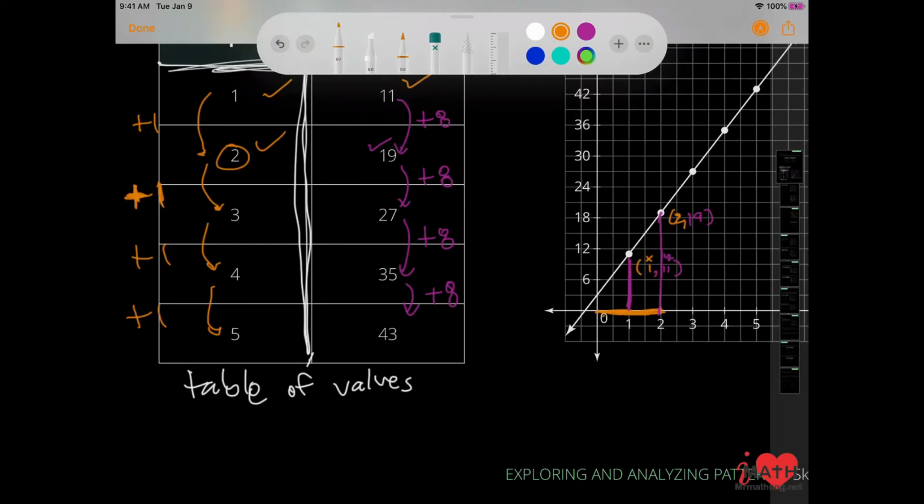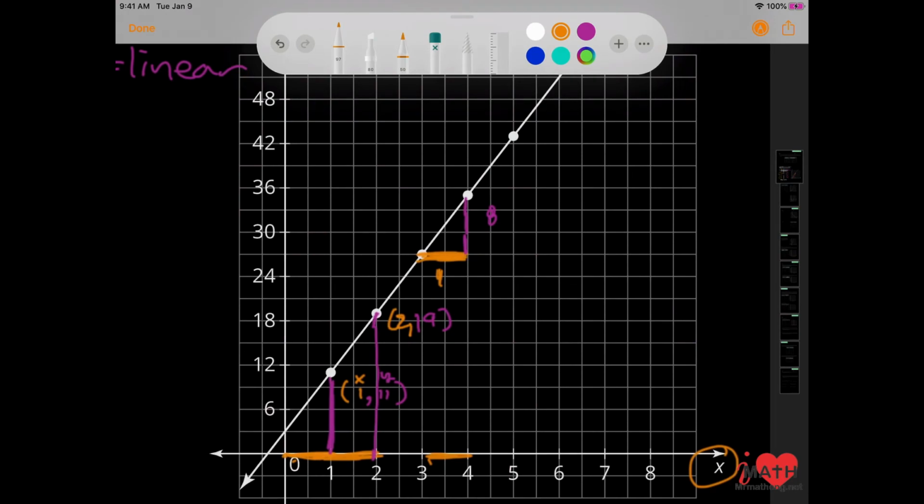Notice how I'm emphasizing this plus 1. The plus 1 here is the going towards the right. That is my quote-unquote run in slope, rise over run. So you go right 1, notice it's 2 boxes. And then the rise is 8. So you have a rise of 8, run of 1, a run of 1, and then a rise of 8.